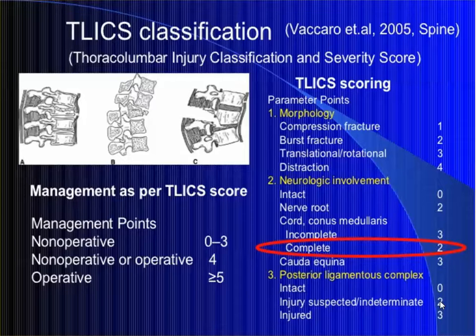The newest classification for spine fractures now is TLICS, described by Vaccaro, and the classification system is with morphology: compression, burst fracture, translation, rotation, distraction, neurological injury, and the posterior ligamentous complex. This is a research tool, and if you're not sure whether you do surgery or not, you can rely on this study. But basically, if you have a neurological injury, and if you have a fracture that is posteriorly unstable, those people need surgery. So you could just break it down like that.